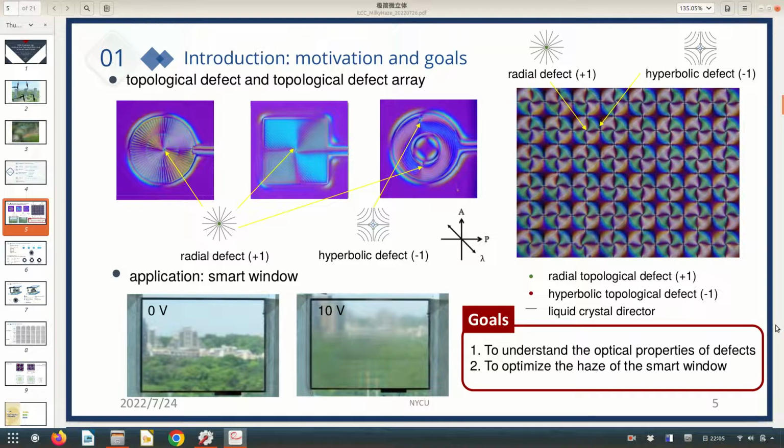So in our research group, we mainly focus on creating topological defect arrays in liquid crystal. The radial and the hyperbolic defects are created by patterned electrodes and arranged into a large array. And by chance, Yazi noticed the beautiful visual effect like this. So she got very interested, and she spent 2 years to understand the optical properties of the defects, and then she tried to optimize the milky haze effect for smart windows.